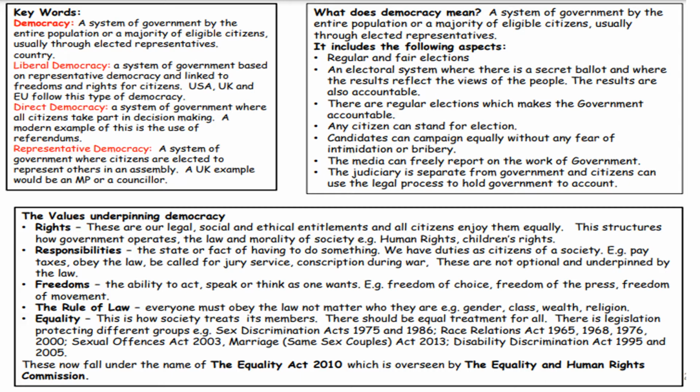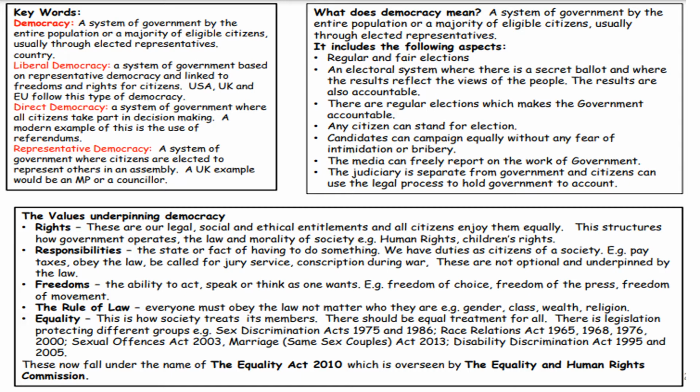to report on the work of government. They can hold the government to account. The judiciary is also separate from the government, so citizens can use the legal process to hold the government to account, i.e. what happened when Gina Miller took the government to court, to the UK Supreme Court, over the prorogation of Parliament. So we also have values that underpin democracy. These values are really important. So this is what's important to us, the reason why we have a democracy.